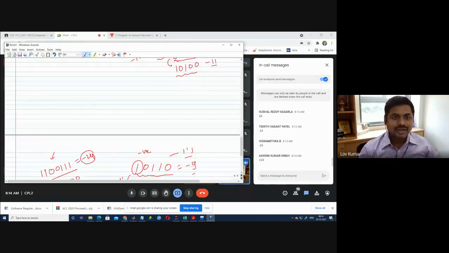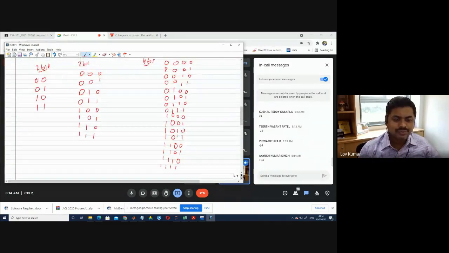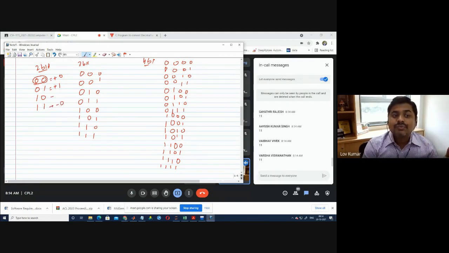Now we are going to write the possible values. For 0 0, the first 0 represents the sign and the second 0 represents the magnitude. So here we get plus 0, and then plus 1. Now what is the 1s complement of 0 0? It is 1 1, which represents minus 0. And what is the 1s complement of 0 1? It is 1 0, which represents minus 1.